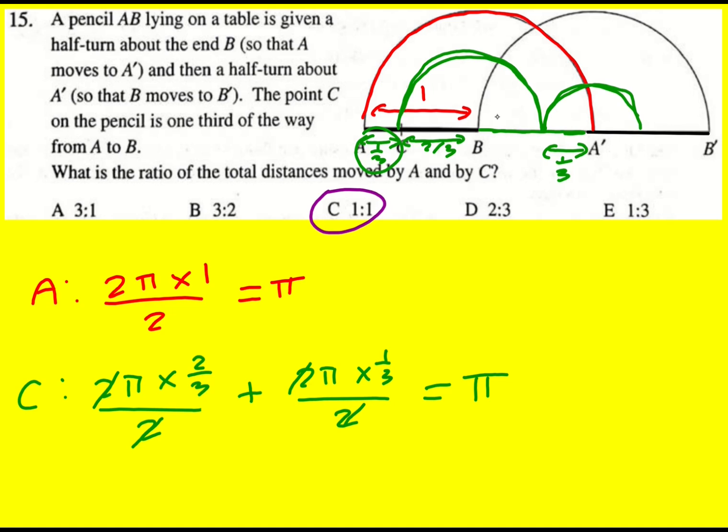And it turns out every single point on the pencil, as we're doing these two sets of rotations, will move by the same amount. If you went with B, it wouldn't move on the first go, but then it would move this amount on the second go. So yeah, interesting. Well done.